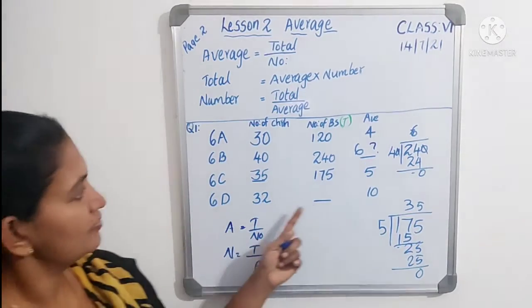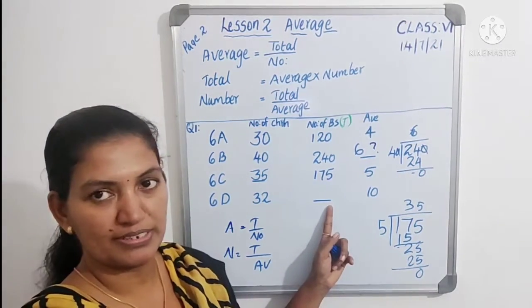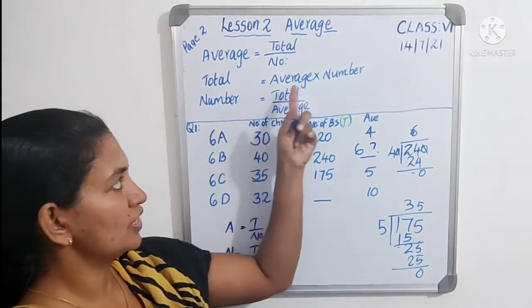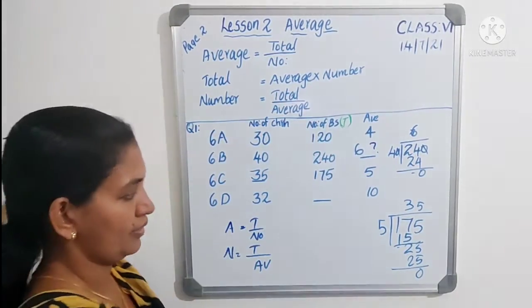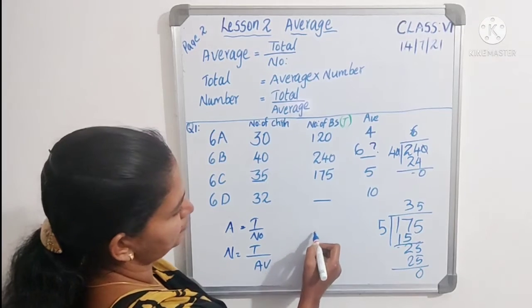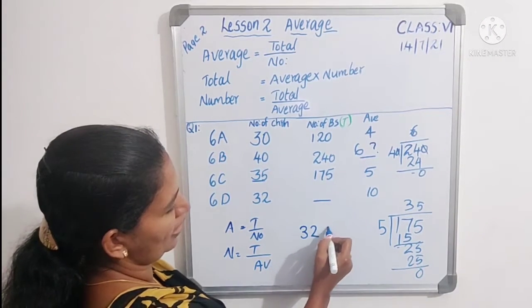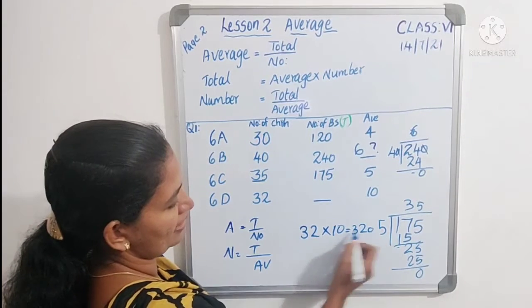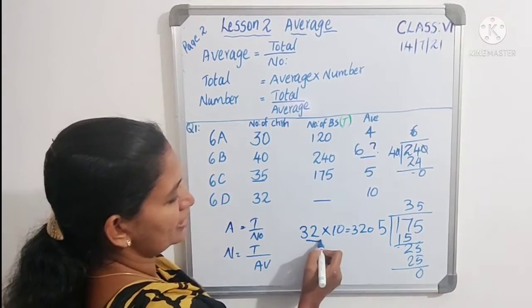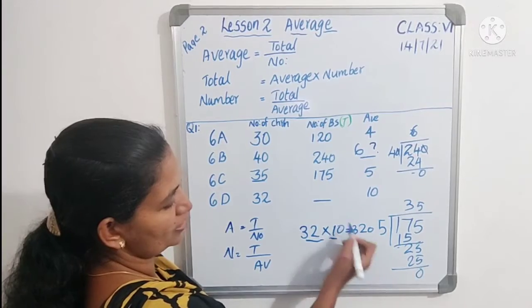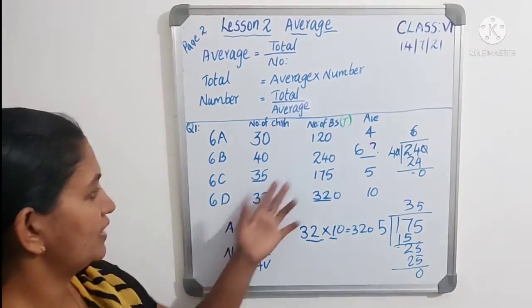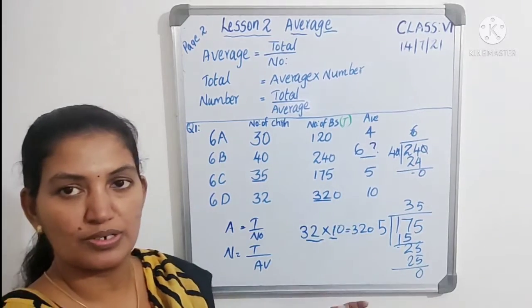Next, what do we have to find? The total. Last class we studied the formula. How to find the total? Total is equal to average into number. So average is 32 and number is 10. We can write directly 320. 32 into 10 is 32 into 1, then add a 0. So total is 320. Now we have completed all the blanks.